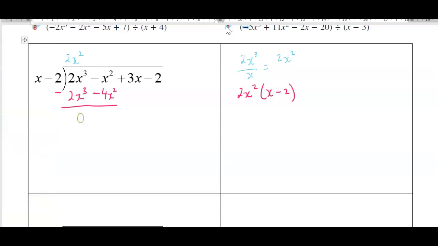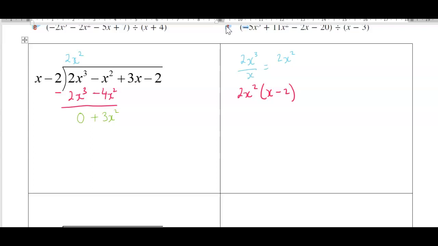All right, so it's going to be 0, and then negative x cubed minus negative 4x squared is positive 3x squared. Okay, so all I'm doing is just subtracting those terms. And then we repeat the process.